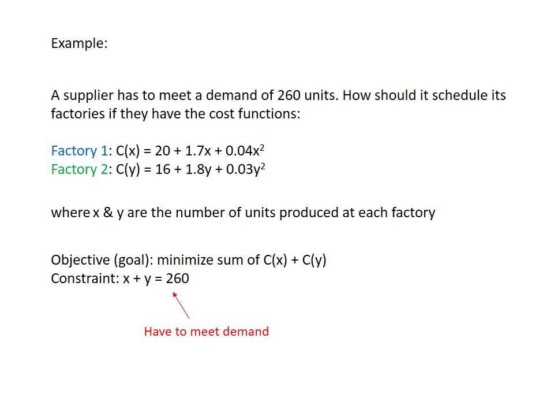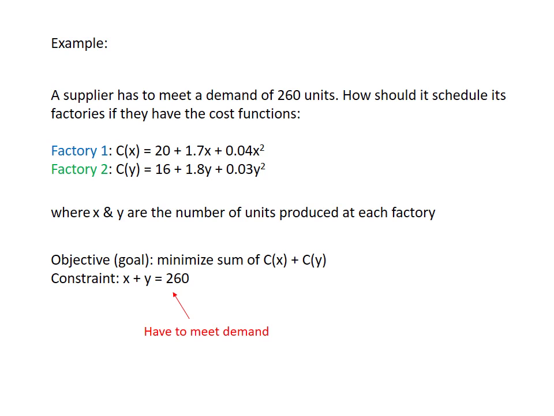So let's take a look at a concrete example. Let's say there's a supplier that makes some sort of widget or gadget, doesn't matter, and the supplier has a need to meet demand for whatever it produces, and it has to supply at least 260 units. And it has some flexibility about how it does that, because it has two different factories, factory 1 and factory 2. And so we're saying that the collective output of both factories needs to be 260 units.